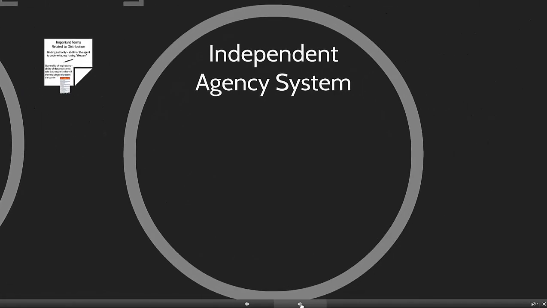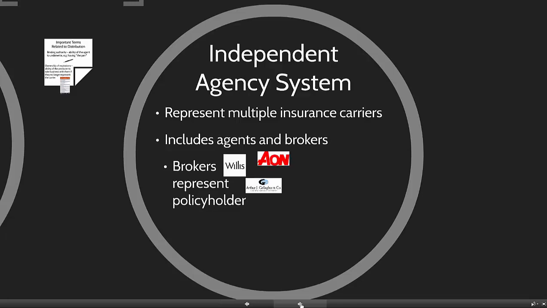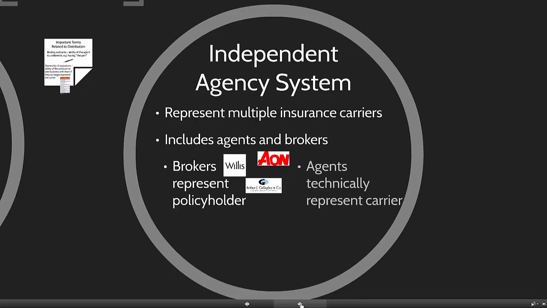Now let's talk about the independent agency system. These producers represent multiple insurance carriers. It includes agents and brokers. Brokers represent the policyholder. Some examples are Willis, Aon, and Arthur Gallagher. Agents typically represent carriers, but they represent more than one carrier.